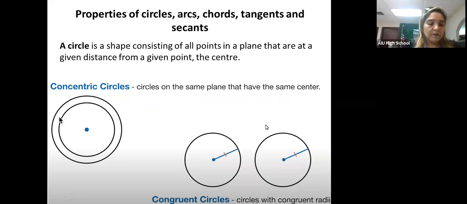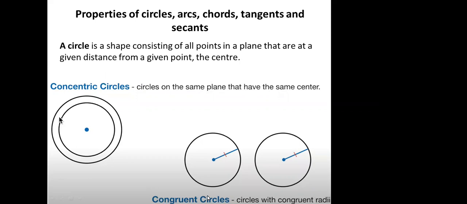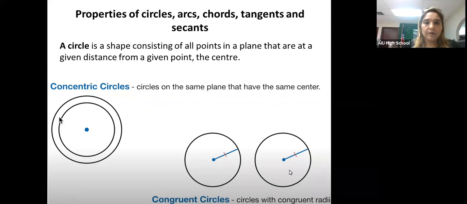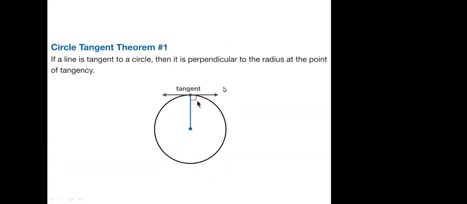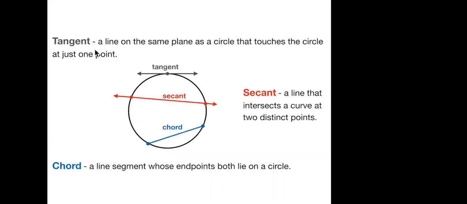Okay, so next we have congruent circles. These are circles that have the same radius. They don't need to have the same center, but they have the same length of the radius. These are said to be congruent circles.